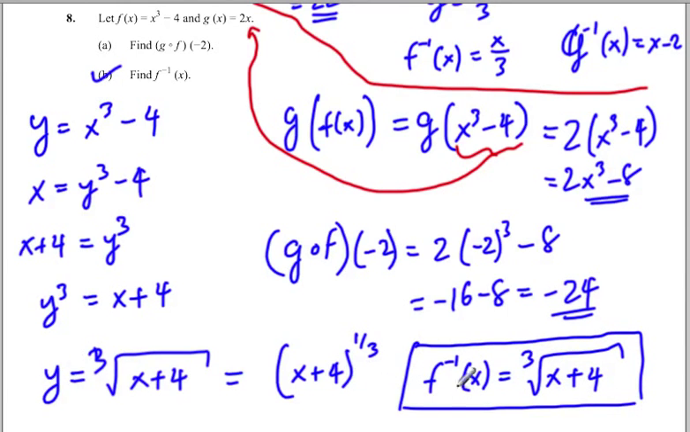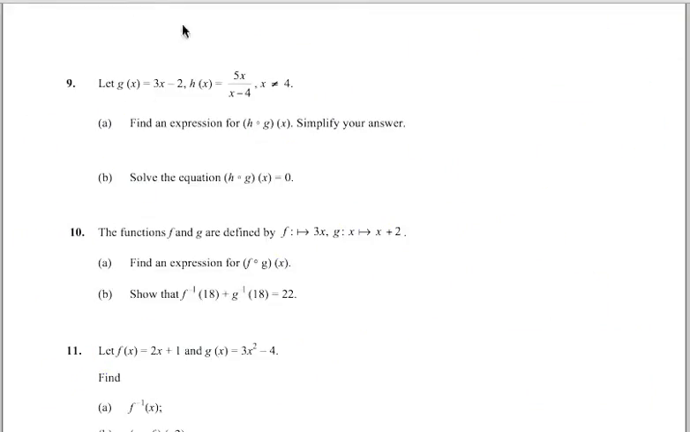Never leave it in terms of y, leave it in terms of f inverse of x, because that's exactly what they're asking for. Okay, let's move on to the next one. We only have a few more to go.